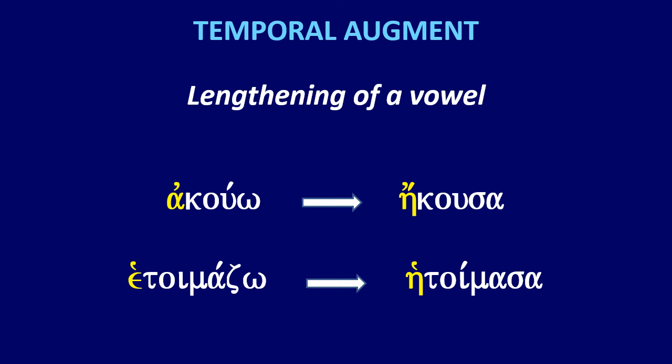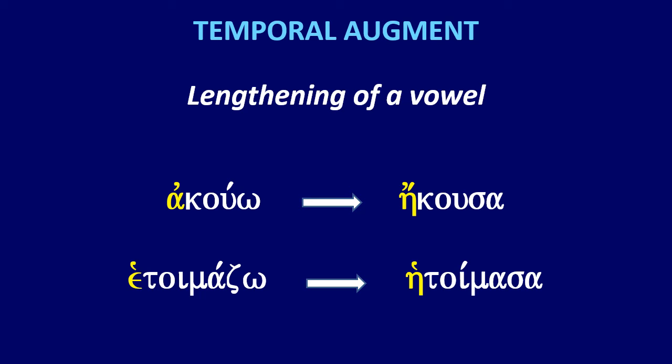And here's the second type of augment for the aorist verb. It involves the lengthening of a pre-existing vowel that's already part of a verb. For example, in the present tense, the word for I hear is akuo, or I prepare, hetoimadzo, and you can see that each of those words already has a vowel prefixed to the word. And so in this case, you wouldn't add another vowel as an augment. That would be syllabic augment.